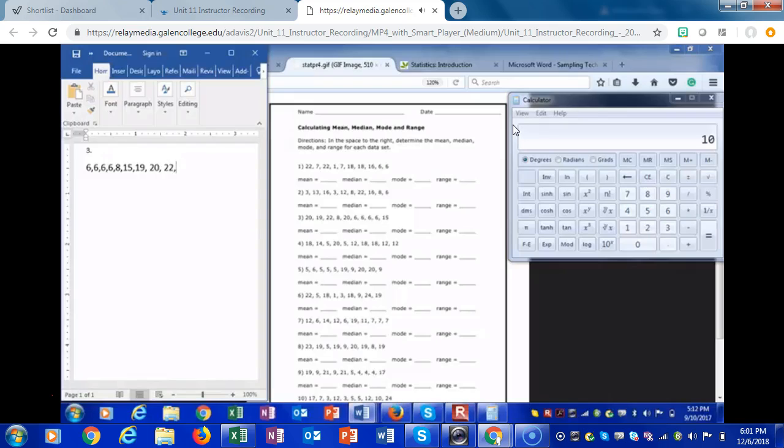After 22, oh, there's actually 2 20s. Let's see, how many do we have? 5, and 5 is 10. All right? To find the mean, let's go ahead and find the average.